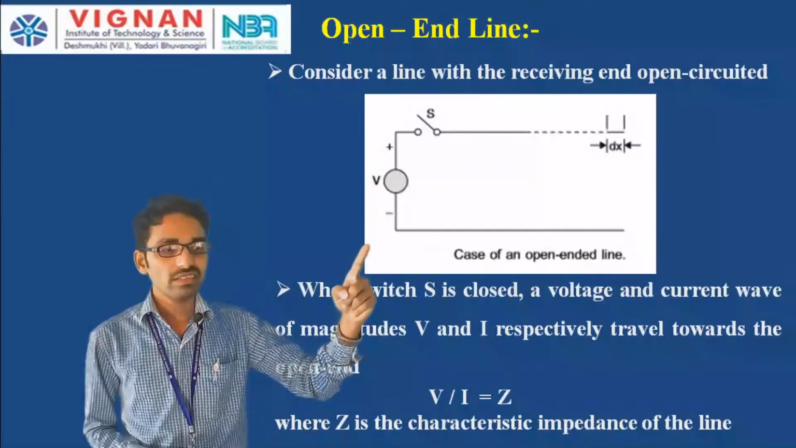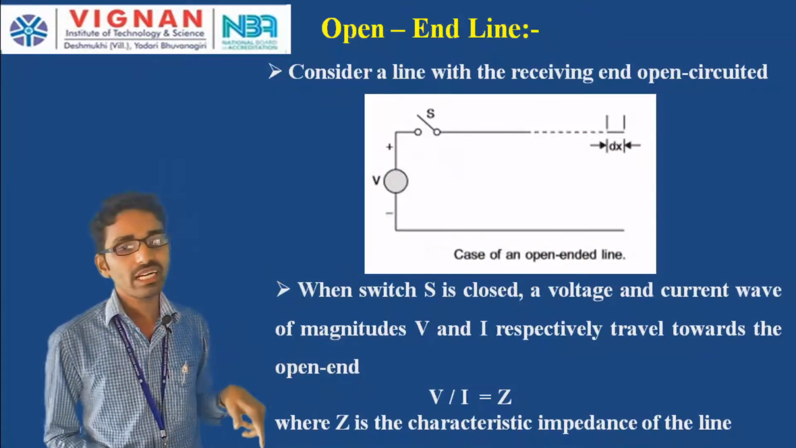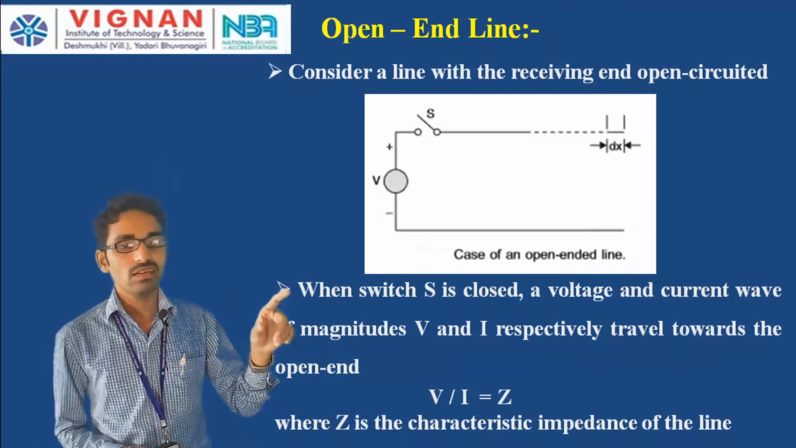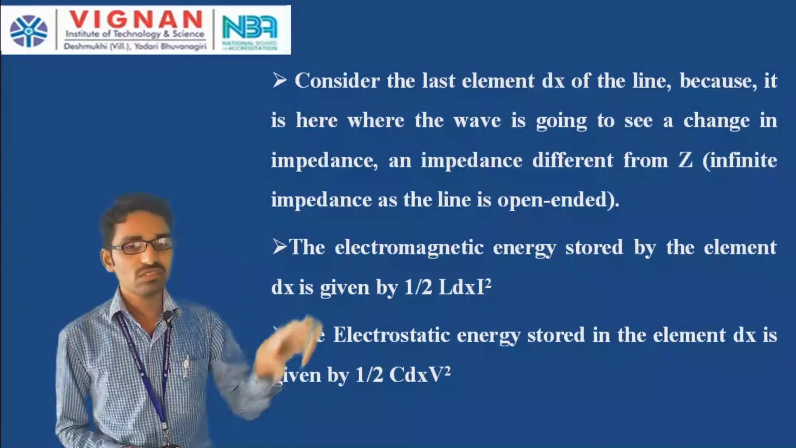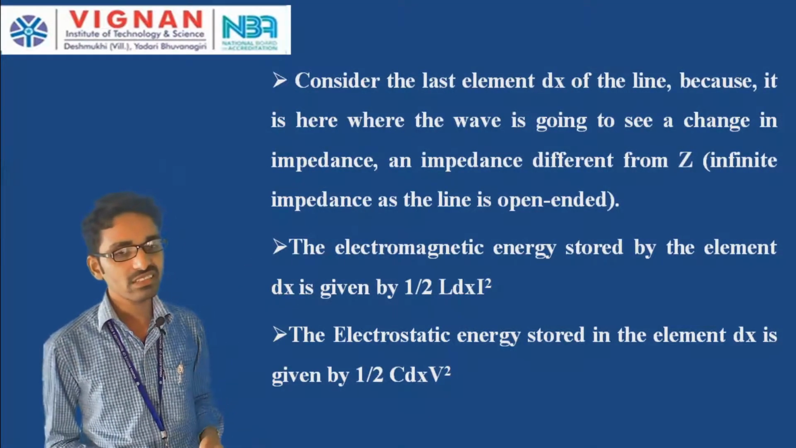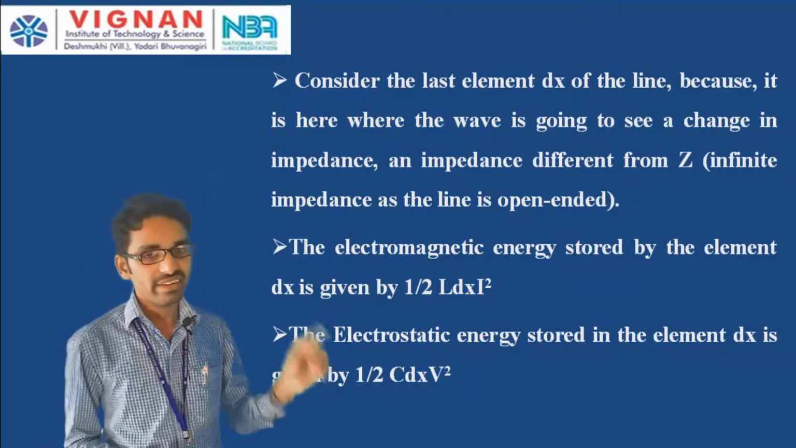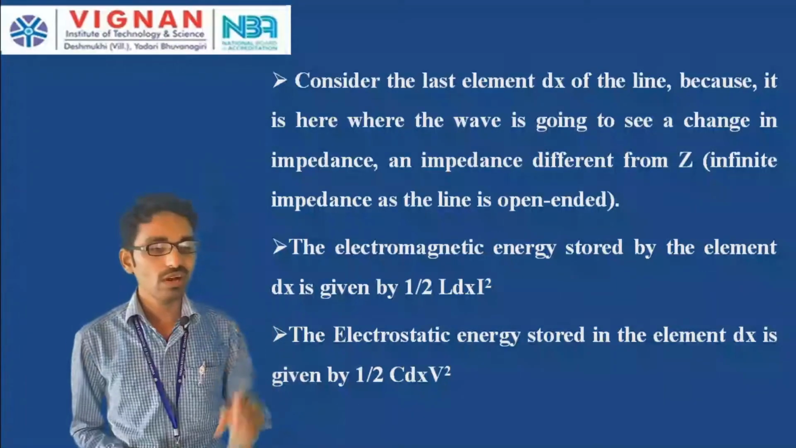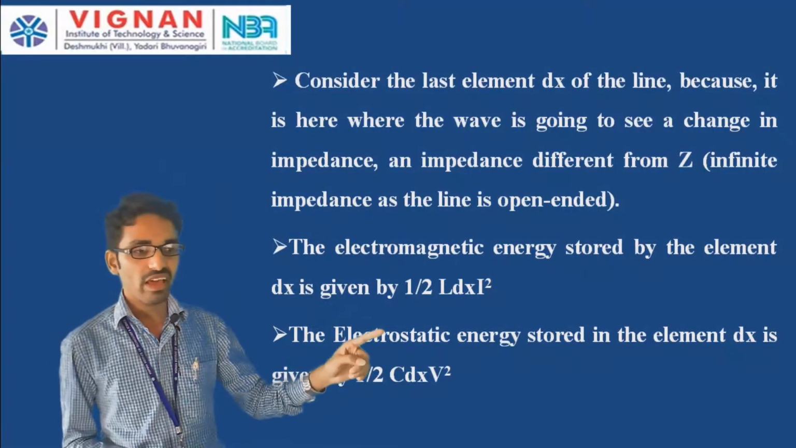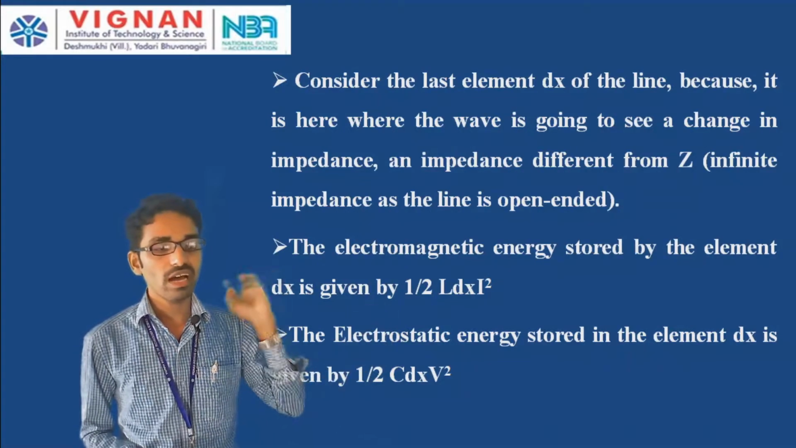So in that element dx, there is an infinite amount of electromagnetic energy going to be stored. That electromagnetic energy stored is nothing but half L dx into I square. Half L dx into I square you are going to get.